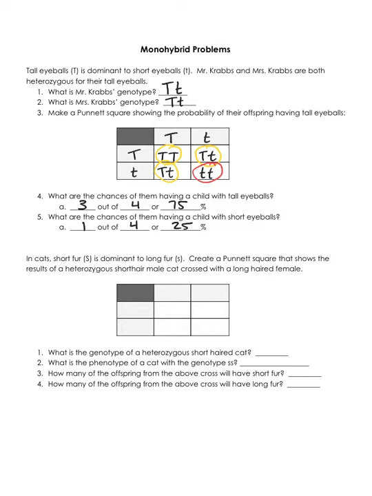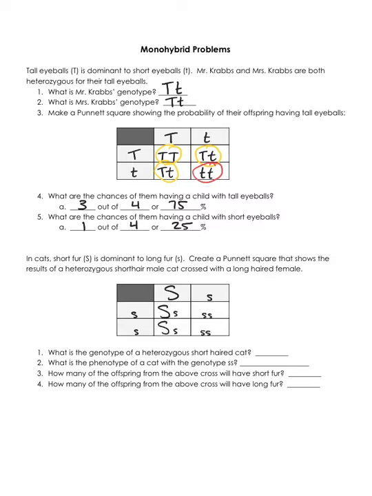The next question says that in cats, short fur is dominant to long fur. So we're going to show a Punnett square that results if we have a heterozygous short-haired male with a long-haired female. So we know the male cat is heterozygous. That makes him capital S, small s. And we know the female, which is a long-haired cat, has to be homozygous because she shows the recessive trait. So she's lowercase s, lowercase s. So then you're going to fill in your boxes.